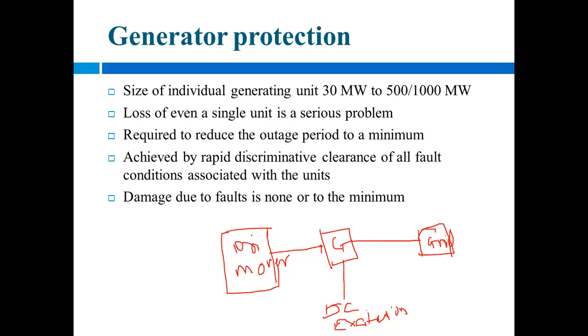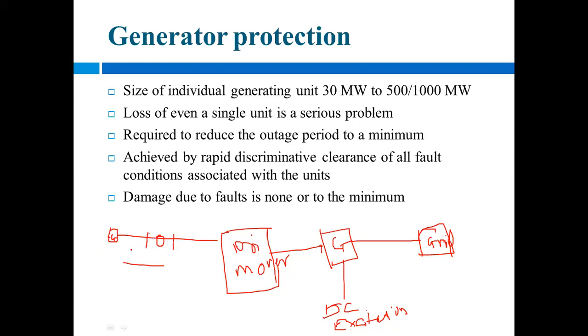Then loss of even a single unit is a serious problem. As I told you, right now there are a number of generating units, and if a single unit fails to operate, there will be a serious problem, because if there is a fault in the generator only, you cannot transmit and you cannot distribute. If there is a fault in, suppose, a transmission line, you can simply disconnect that section only.